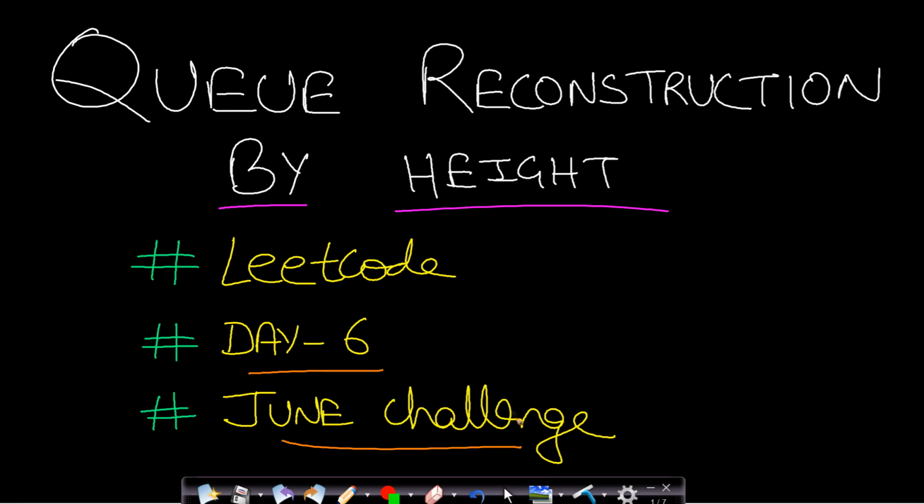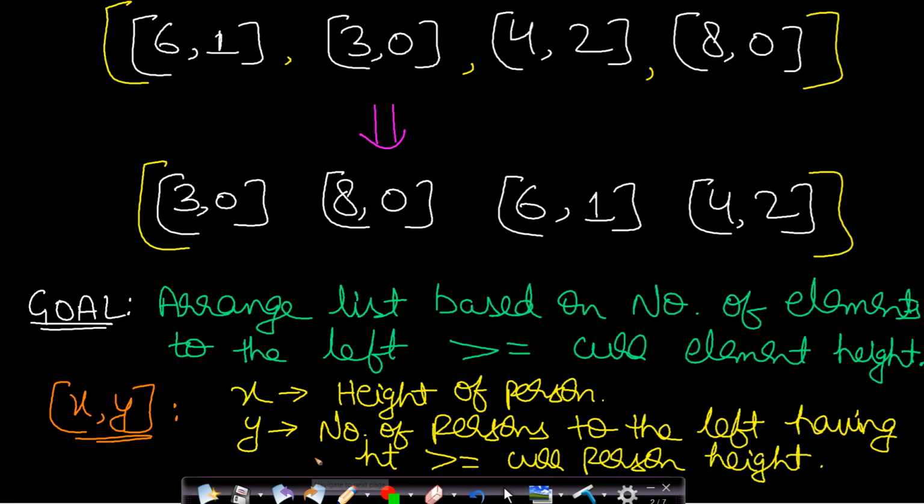So let us now look at an example in order to get a better understanding. Let us assume that we are given a list of pairs. Each pair has a value x and a value y. Value x denotes the height of a person and value y denotes the number of people to the left having height greater than or equal to the current person's height. You are given an array of pairs, which may be in the correct order or in the incorrect order. You want to convert this array of pairs into its correct order.